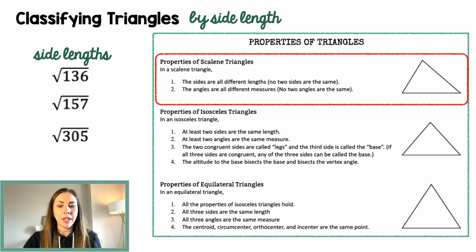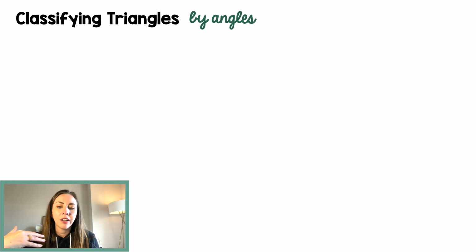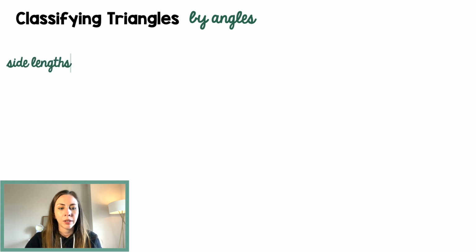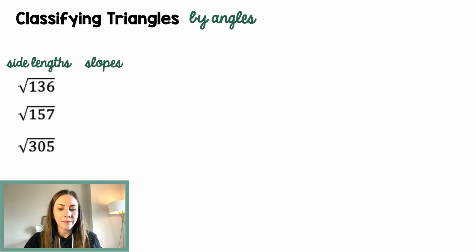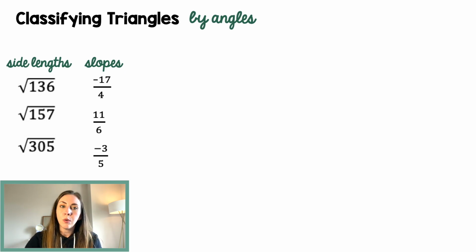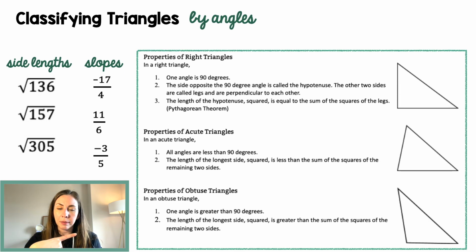Remember, we thought it might be isosceles because the square root of 136 and 157 are probably close enough together that they looked like they were the same, but good thing we did the math because it's not isosceles, it's scalene. Moving on, we can also classify triangles based on the angles that they have. We actually need side lengths and slopes for this, not just the slopes. So bringing our side lengths back in and bringing our slopes in that we already calculated, now we can categorize it based on these 3 types.